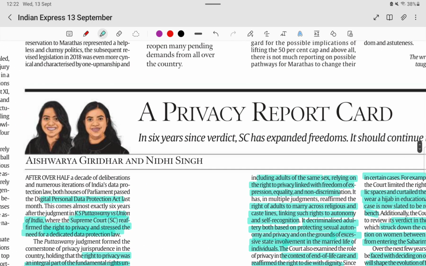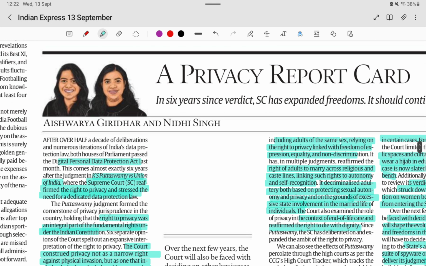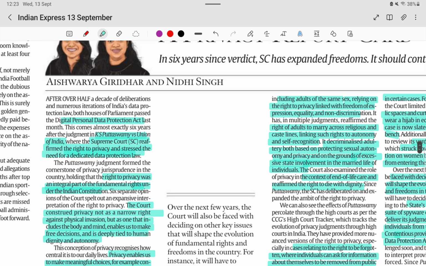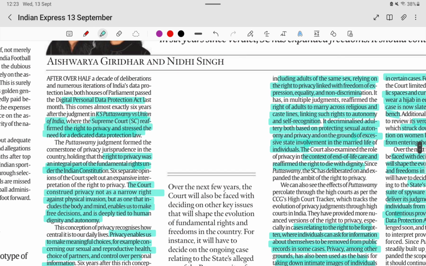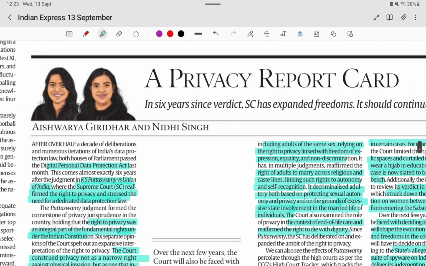Today we are going to discuss the right to privacy. It is written by Aishwarya Gridhar and Nitishin. This right to privacy is a fundamental right. The verdict was given in the Puttaswamy case versus Union of India by the Supreme Court, six years ago. The Supreme Court gave a lot of rights regarding the right to privacy through the Puttaswamy cases. Some High Courts also expanded the right to privacy to the people by clarifying the Puttaswamy cases.